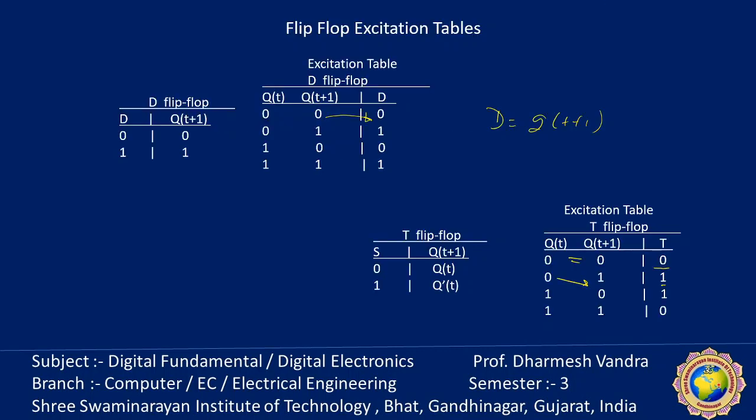So in this way, we can understand state reduction and excitation table. These are the two important parameters of the designing process. Whenever we have to design any sequential circuit, we need knowledge about state reduction as well as the excitation table for each flip-flop.